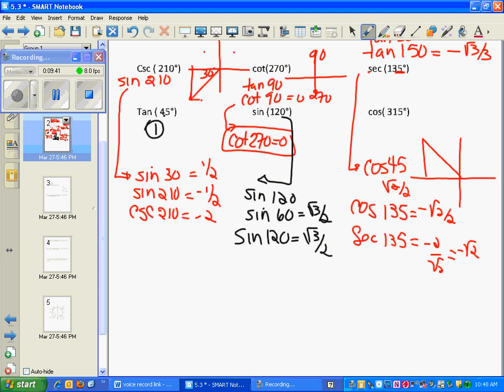Okay. So cosine of 315, what quadrant? Fourth quadrant. What's your reference angle? Ends in a 5. If it ends in a 5, it's got to be 45. So this is the cosine of 45. The cosine of 45 is root 2 over 2. Fourth quadrant, what's cosine going to be? So the cosine of 315 is going to stay positive, root 2 over 2.